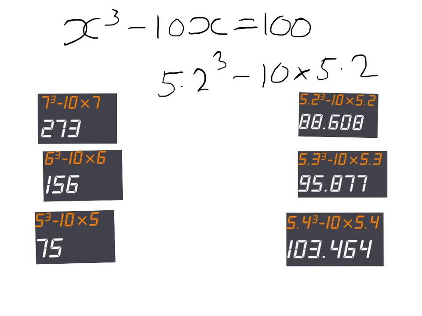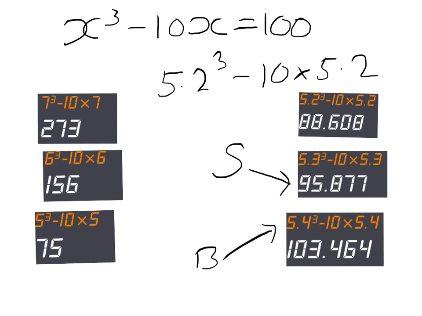So you can now see I've inserted screenshots of my calculator, and I've tried 5.2, 5.3 and 5.4. Now 5.3 is too small, but if you look at 5.4, it's too big. So you now just got to decide which one got you closer.